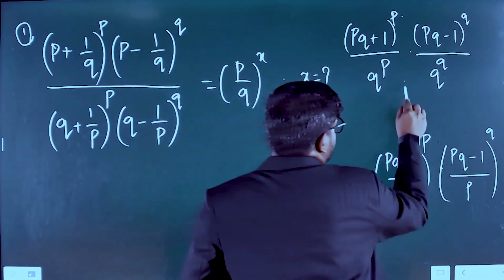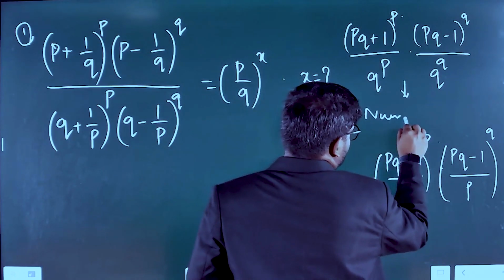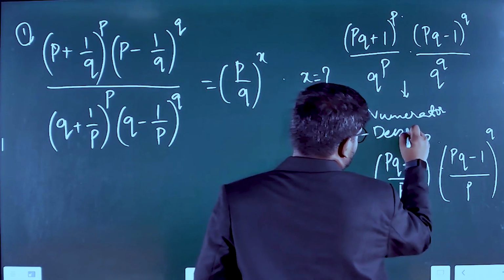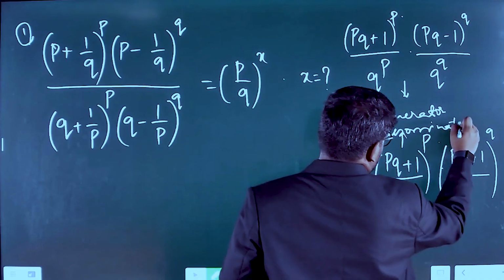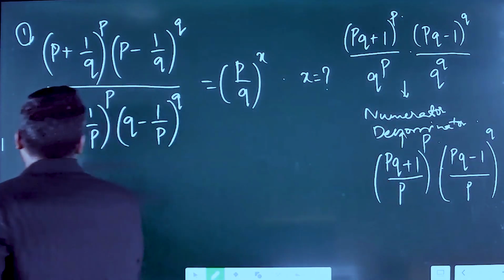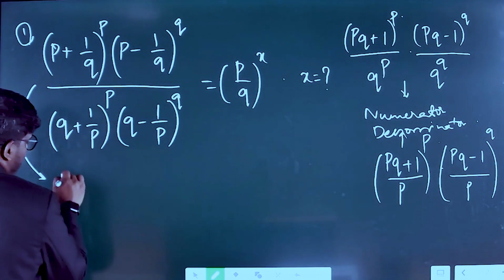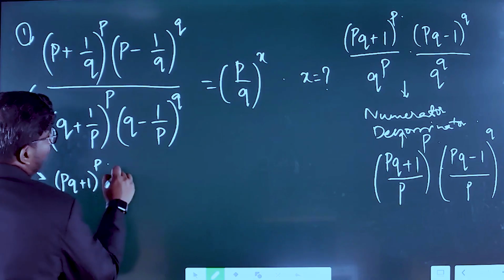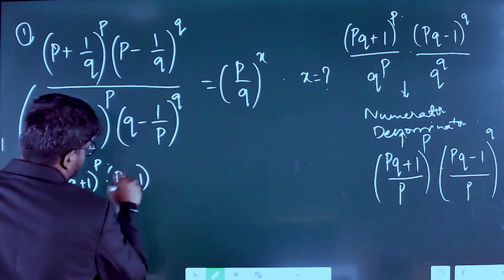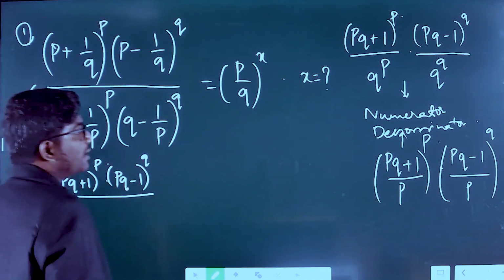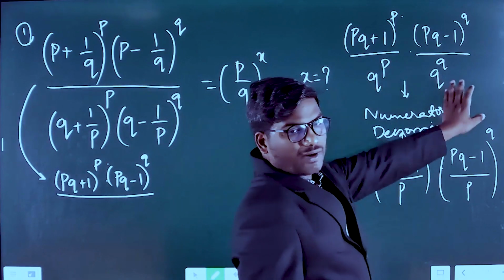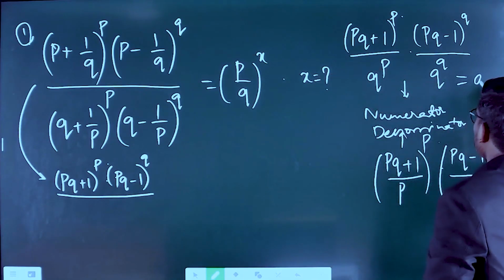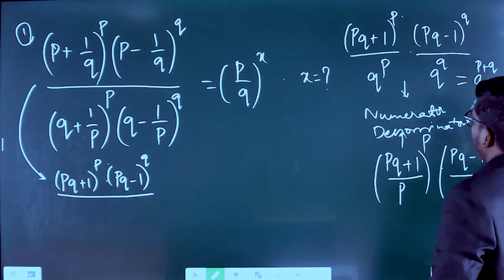Now, this is my numerator and this is my denominator. Now this can be simplified as (pq + 1)^p into (pq - 1)^q divided by, if you observe, this is q^p into q^q. a^m into a^n shall be a^(m+n). So this will be q^(p+q).